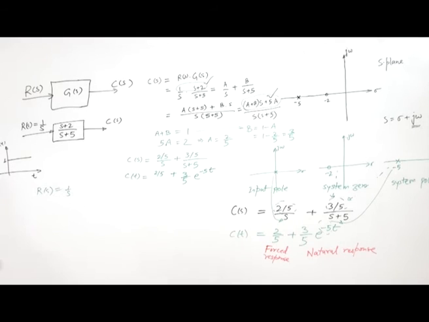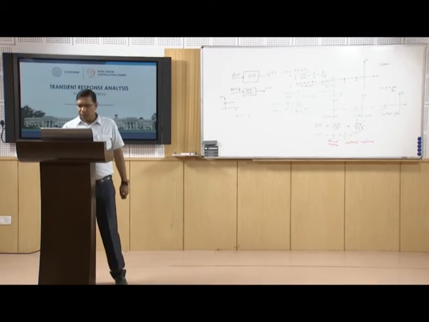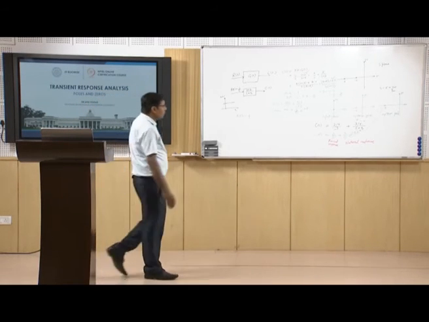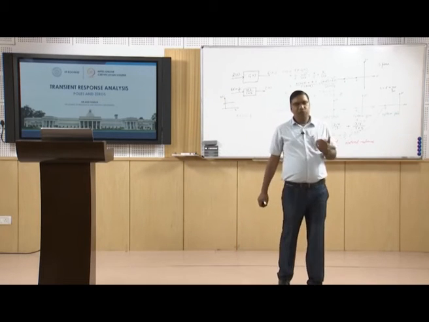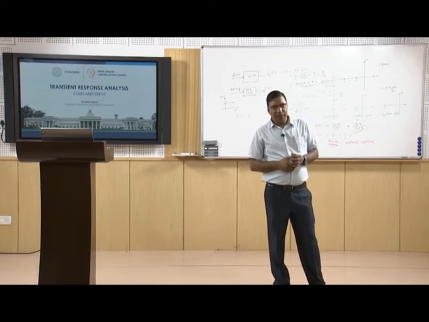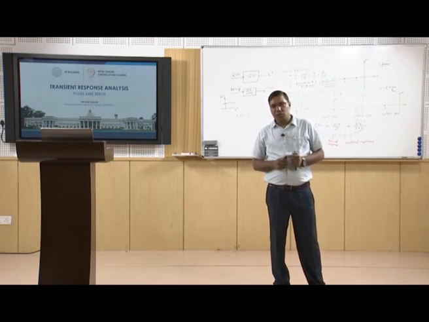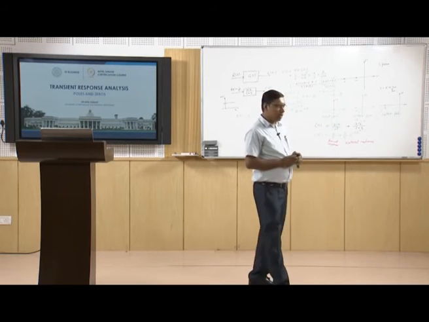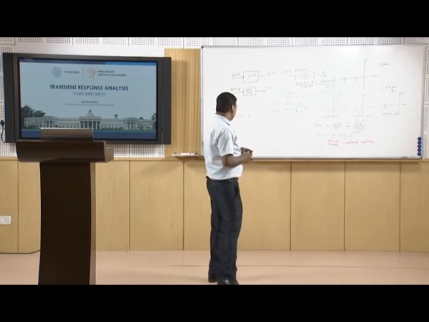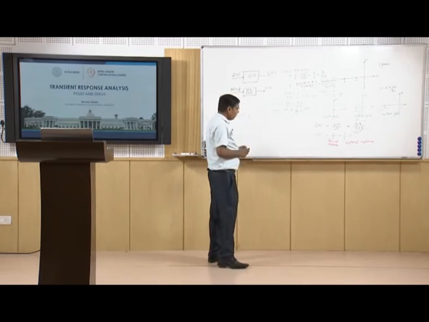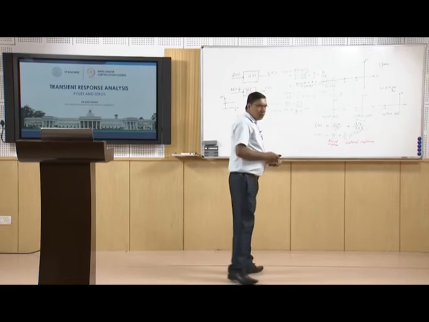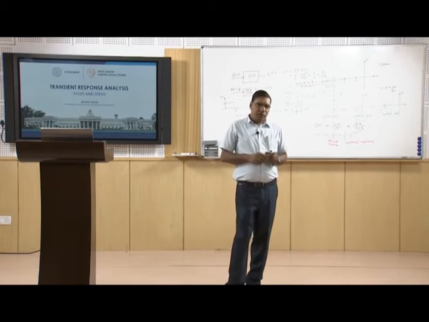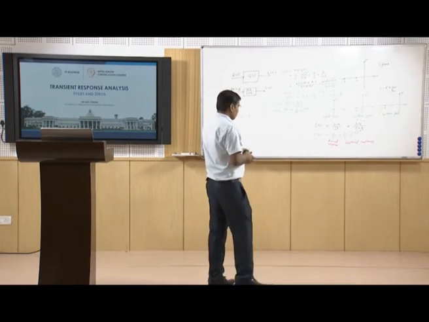So from here we can see the role of the system pole, system zero, and the input pole on the transient response as well as the forced response, the complete response of this system. What we see is that a pole of the input function generates the form of the forced response.